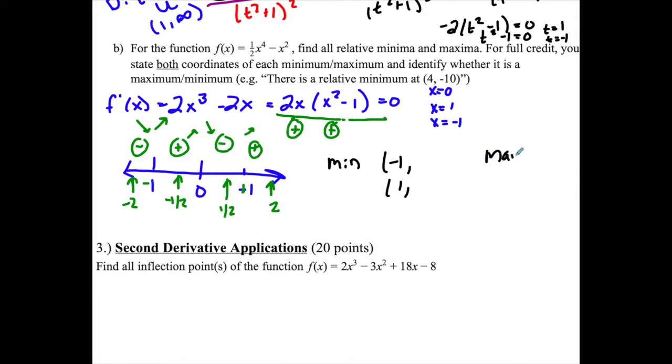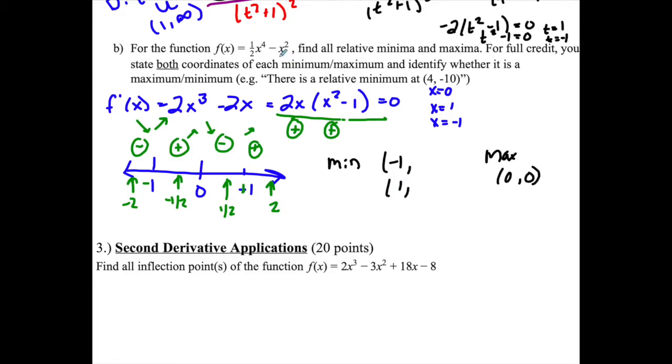And we have a max at 0 comma. So to get what we need, we plug in the points. So if I plug in 0, right, 0 to the 4th is 0, times a half is 0, and then minus 0 squared. So that's a maximum of 0. So it's going to hit a maximum, a peak at 0, and then start going back down.